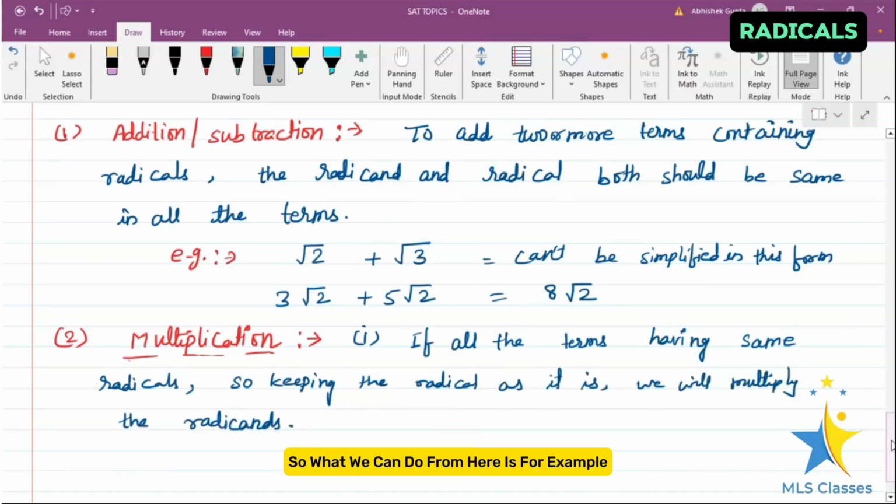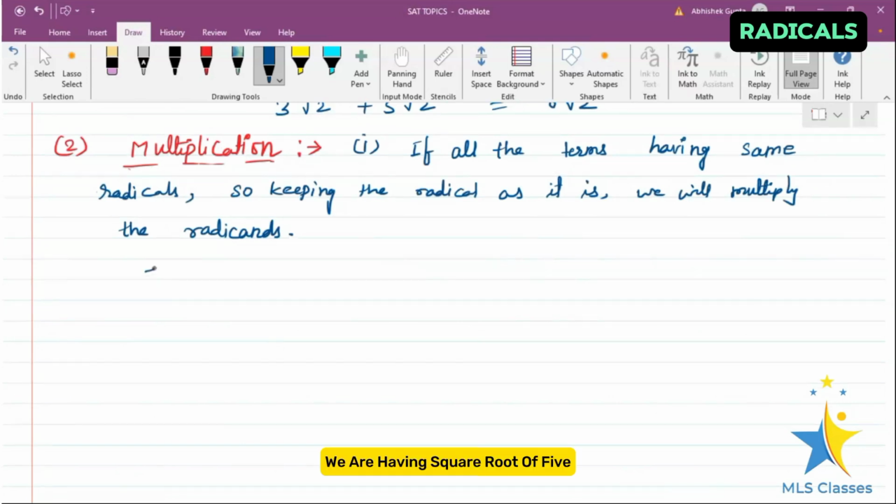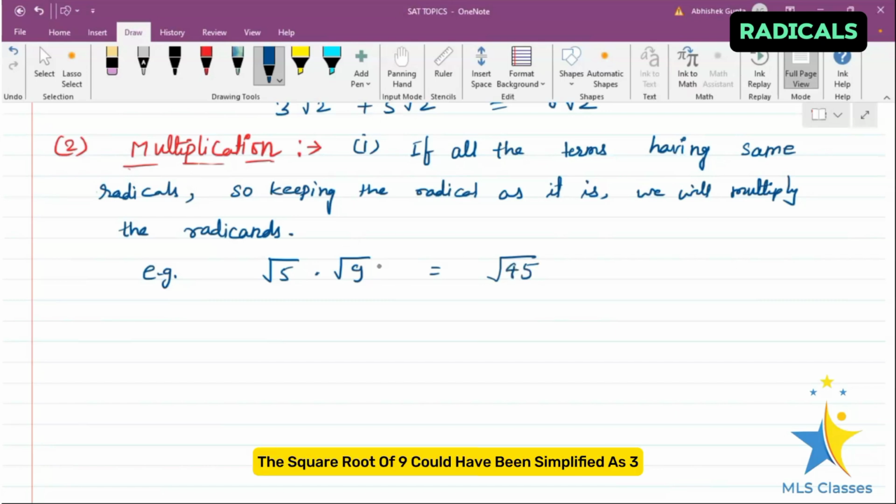For example, we have square root of 5 times square root of 9. You can see the radical is the same, but the radicands are different. So we keep the radical as it is, and square root of 5 times square root of 9 becomes square root of 45. The square root of 9 could have been simplified as 3, but if you don't want to simplify, you can write it like this. Suppose we have cube root of 5 times cube root of 9. Then that can also be written as cube root of 45.